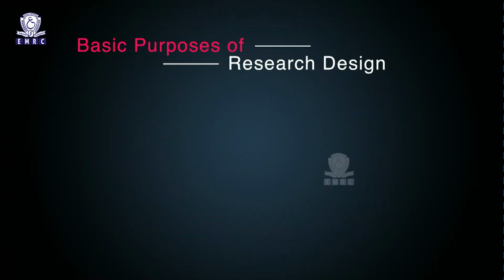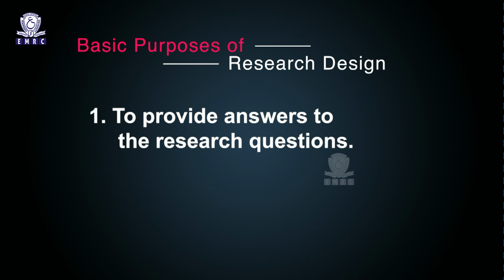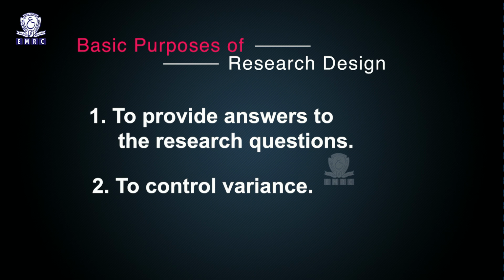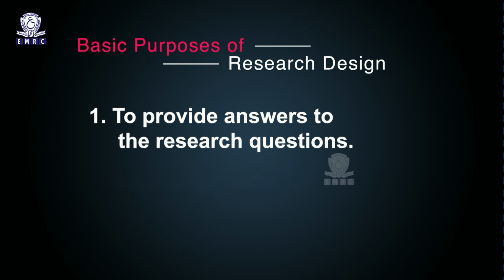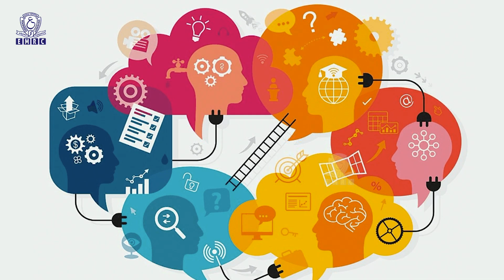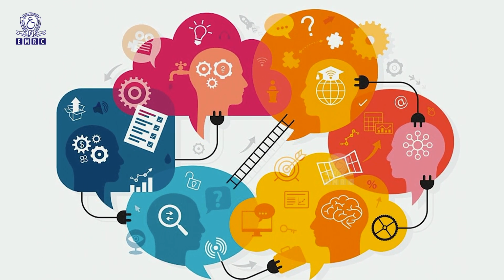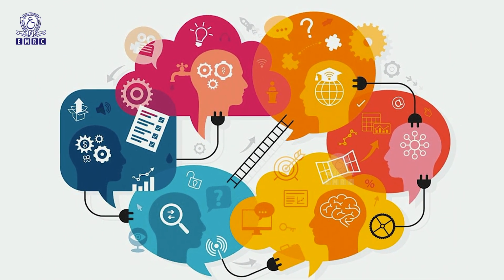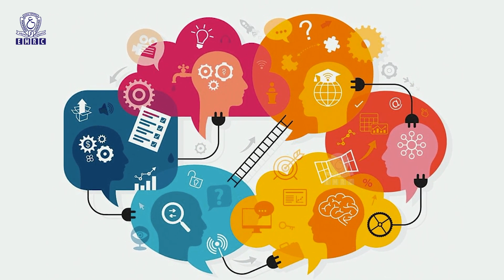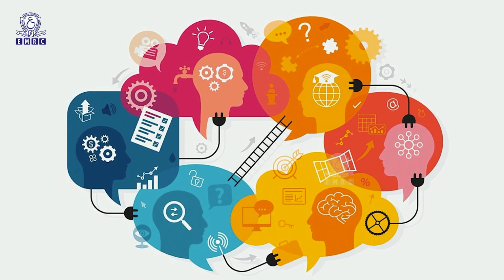Now, what are the basic purposes of research design? We can derive two basic purposes. The first one is to provide answers to the research questions. Second, to control variance. Indeed, these research purposes are achieved by the researcher himself, not by the research design. So, the first purpose: a research is designed to enable the researcher to arrive at an objective, accurate, valid and economic solution of the given problem to the maximum possible extent.